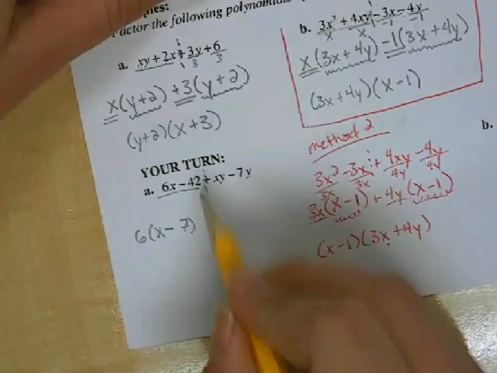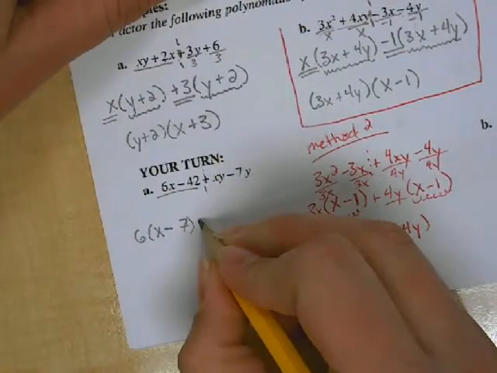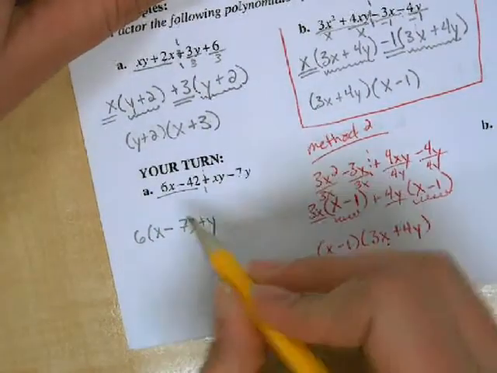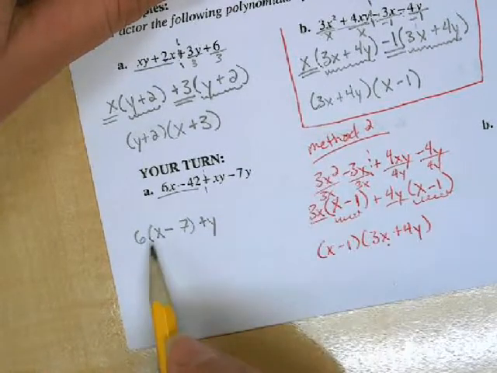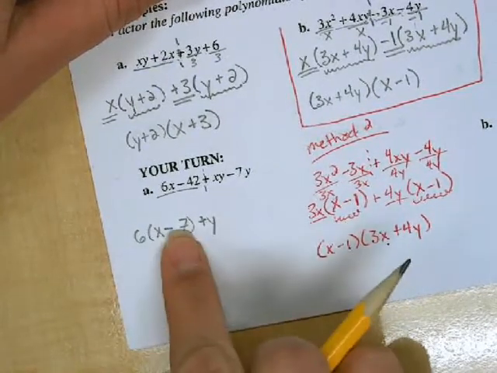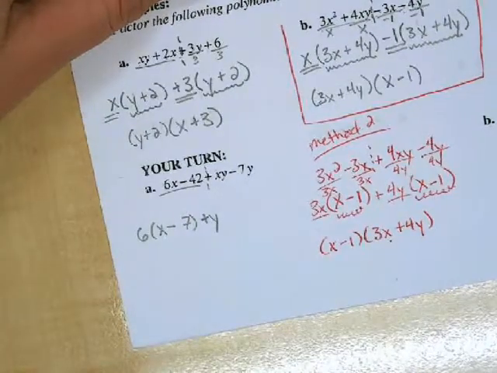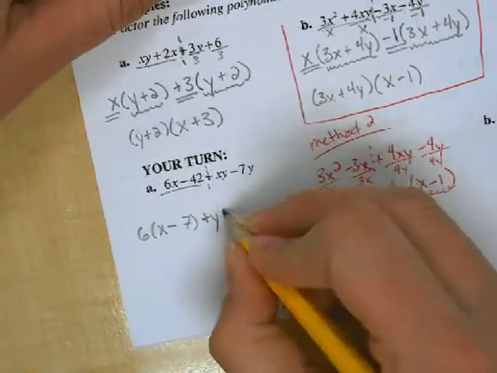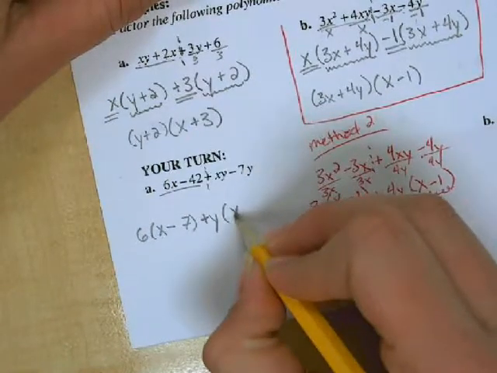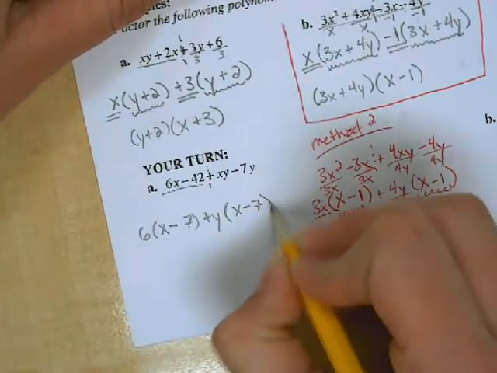Here my GCF is a positive y. Again, I use a positive here because this is x, this is positive, negative. This is already positive, negative. I don't want my signs to change, so I'm going to take a positive number out. Here I would get a positive x, negative 7. That's what would be left inside.